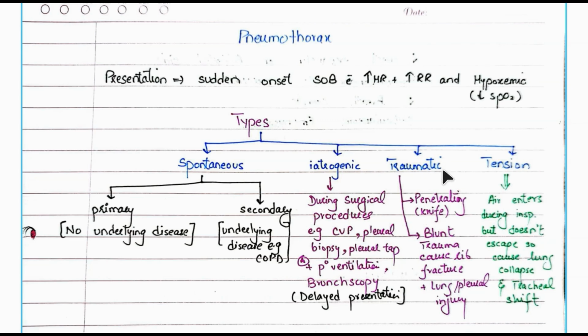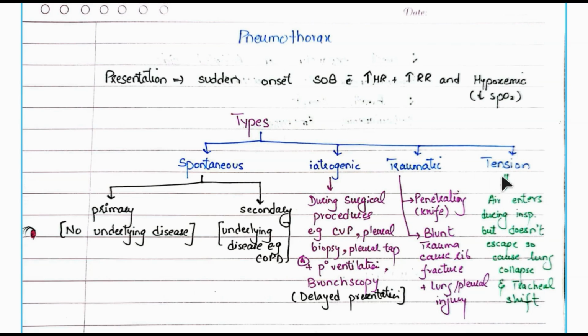Similarly, traumatic or open pneumothorax can be because of any penetrating injury, which could be due to a knife or gunshot, or it can also occur secondary to blunt trauma that results in a fracture, resulting in pleural injury. Now, the important thing to understand is that all of these types have the capacity to turn into tension pneumothorax. So, tension pneumothorax is not a type but a sequela of all these different subdivisions of pneumothorax.